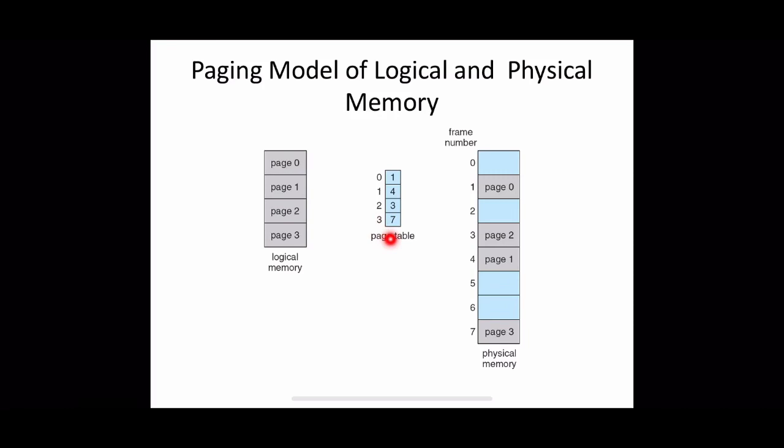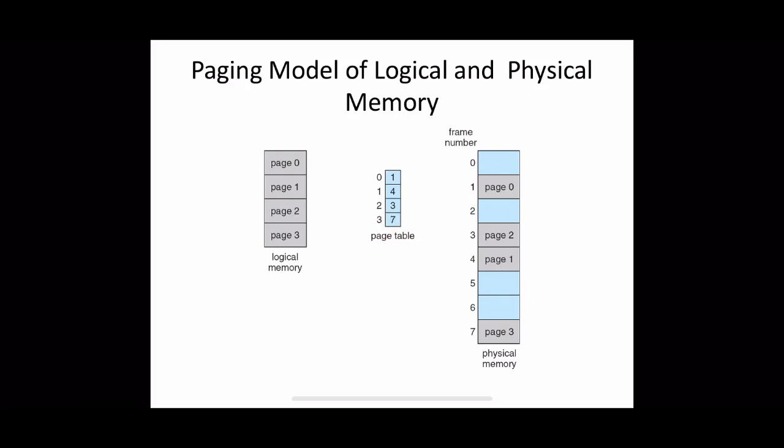We have 4 pages, so we need 4 different entries in the page table, and the page number can be treated as an index into this page table. So index 0 means page 0, which is mapped into frame 1. Page 1 is mapped into frame 4, like that. All this information is kept.